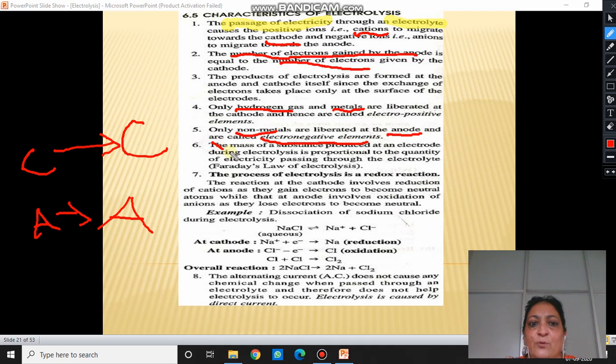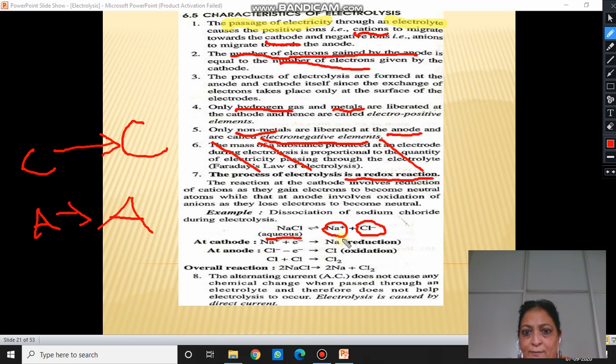Now this 6th point we did not study. Cancel this point. The process of electrolysis is a redox reaction. We know it. Now for example, you can see here they are discussing one example. This is aqueous NaCl, that is salt water. When you dissolve NaCl in water, two types of ions are already formed, Na+ and Cl-. This has already happened even before you switch on the current.